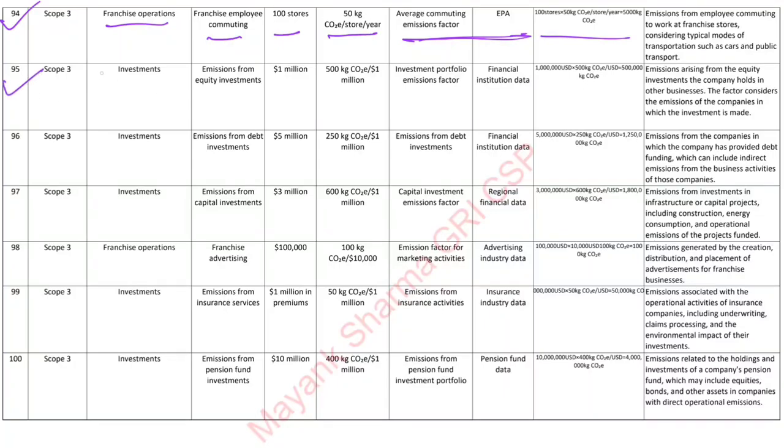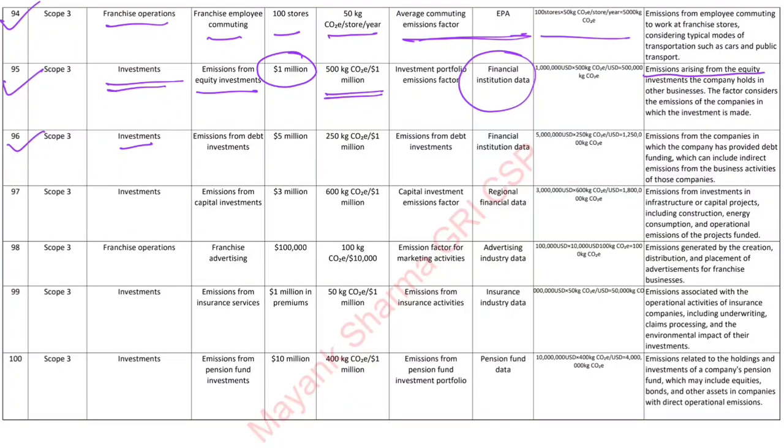Example 95, scope 3, investment related. We think about the emissions from equity investments like $1 million, and this is the emission factor per $1 million investment portfolio, which we get from the financial institution data. These are emissions arising from the equity investment the company holds in other businesses, and the factor considers the emissions of the companies in which the investment is made.